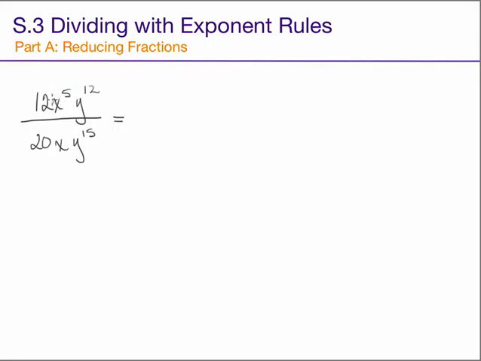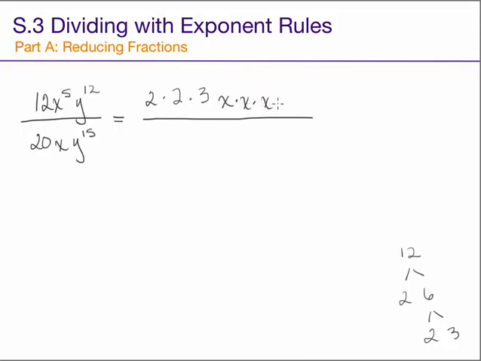I need to start by rewriting 12 as a product of its prime factors. 12 is 2 times 6 or 3 times 4. Remember, it doesn't matter how you start. And then 6 is 2 times 3. So I can write 12 as 2 times 2 times 3. X to the 5th means x times itself 5 times. Y to the 12th means y times itself 12 times.